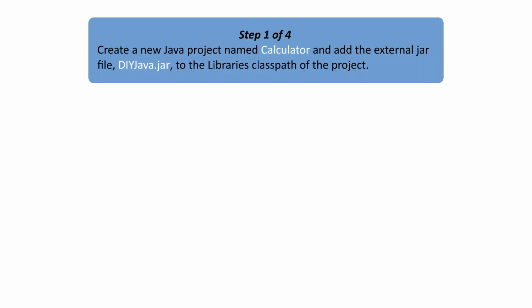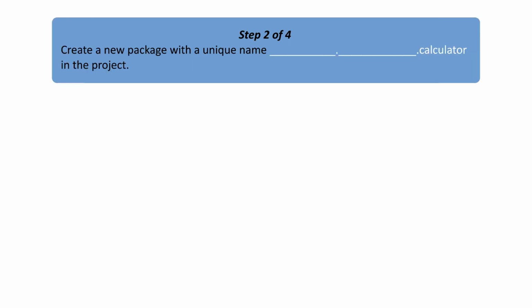First, create a new Java project named Calculator and add the external jar file, DIY Java jar, to the library's class path of the project. Next, create a new package with a unique name. Hint, I named mine Annette.Gotland.Calculator.